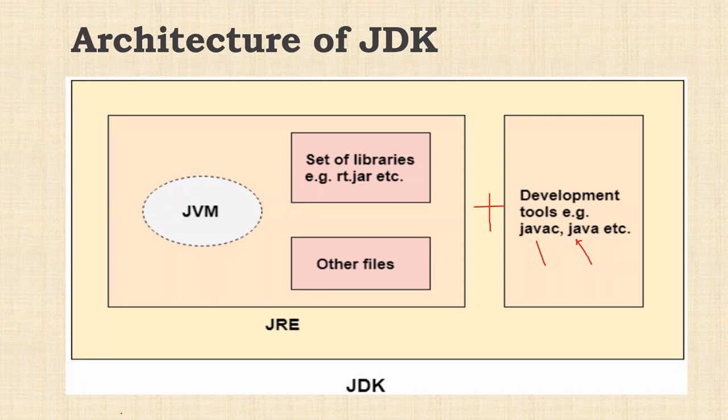The JDK is responsible for developing your application and running your application. So the JDK is responsible for both running and developing, but the JRE is responsible only for running. The JRE internally uses the JVM to run your Java applications, and the JVM is also responsible for memory management, the garbage collector, and security. So the JVM takes care of everything. This is the overall architecture of the JVM, JRE, and JDK.